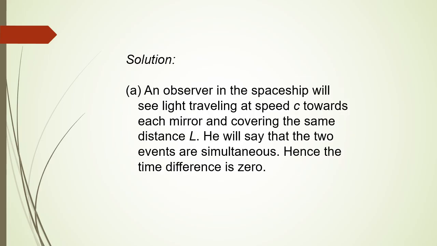So let's talk about the observer in the spaceship. The observer in the spaceship will see light traveling at speed c towards each mirror and covering the same distance L. So to the observer in the spaceship, he will just say that these two events are simultaneous. So the time difference is 0.